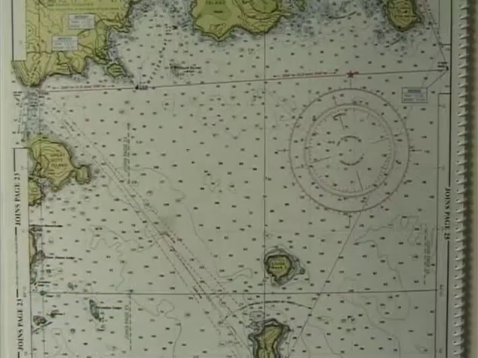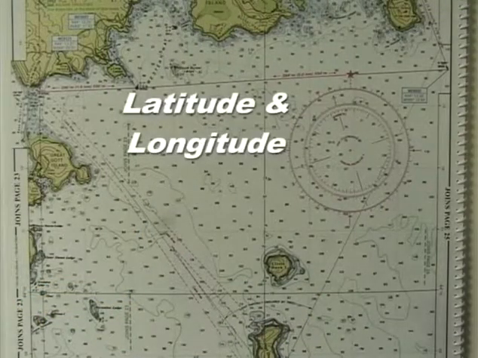The essence of navigation is always knowing exactly where you are. The primary tools we use for navigation are the magnetic compass and the chart. We see that we have two elements on this chart which become essential to us for navigation.